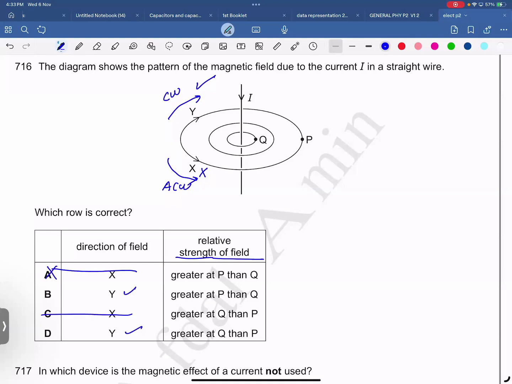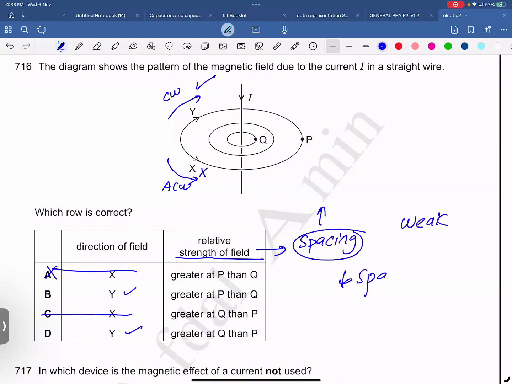Now, relative strength of magnetic field. Strength depends upon spacing between the lines. More spacing, weak field. Less spacing between the lines, strong field. So they want P and Q. Q is very close, less spacing, so Q is strong. P is far away, more spacing, weak. So greater at P, no. Greater at Q, yes. Q is closer, less spacing, stronger magnetic field.